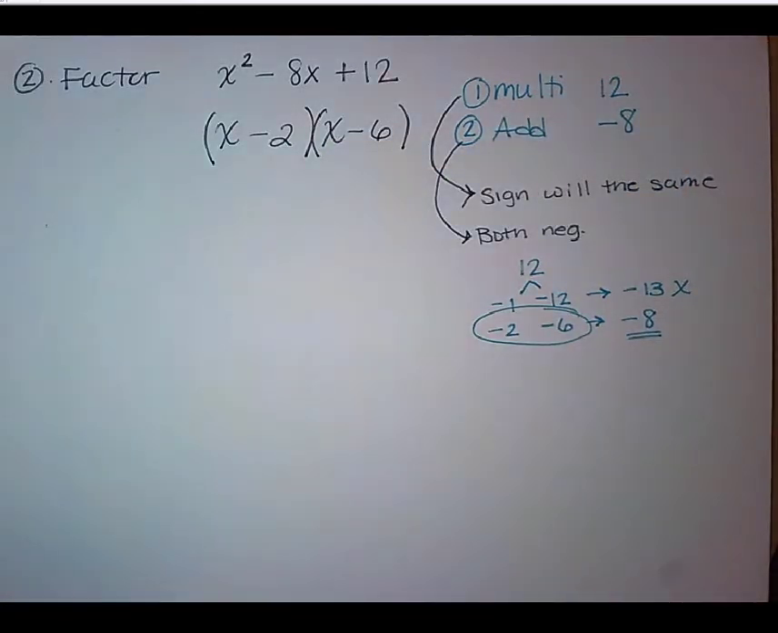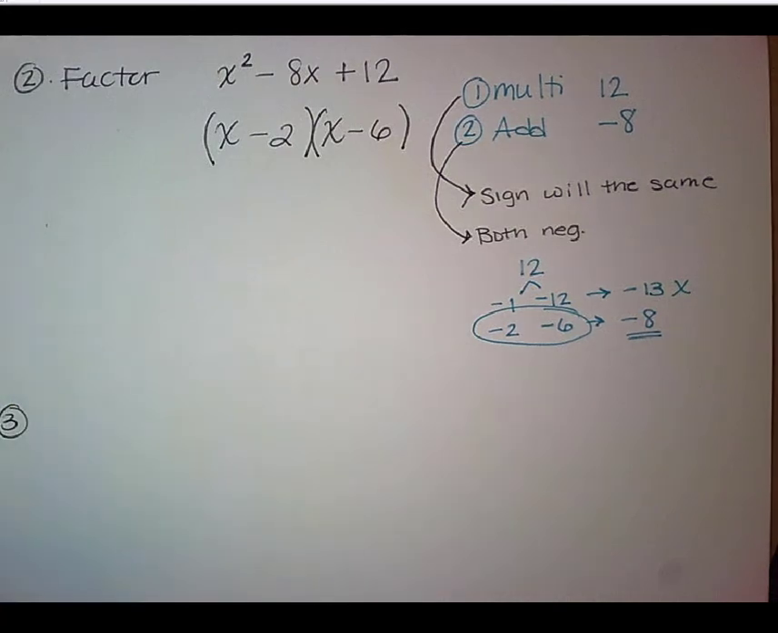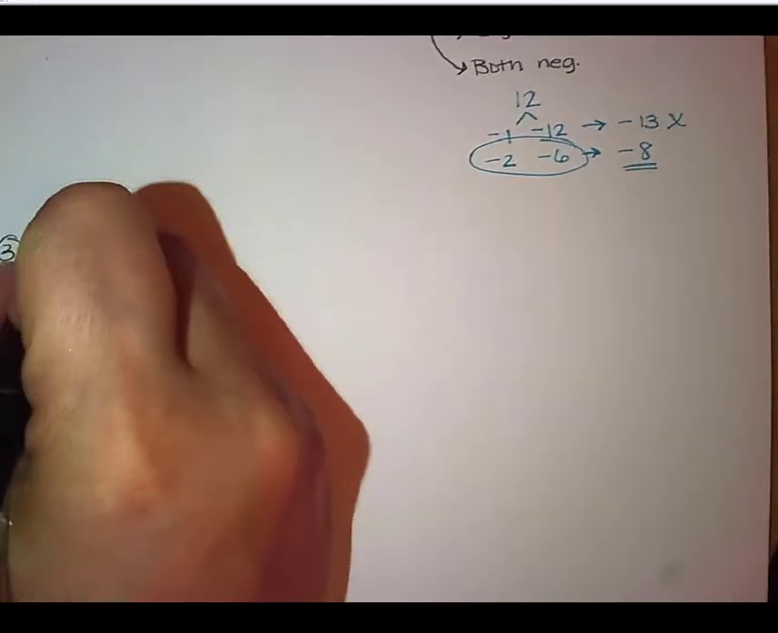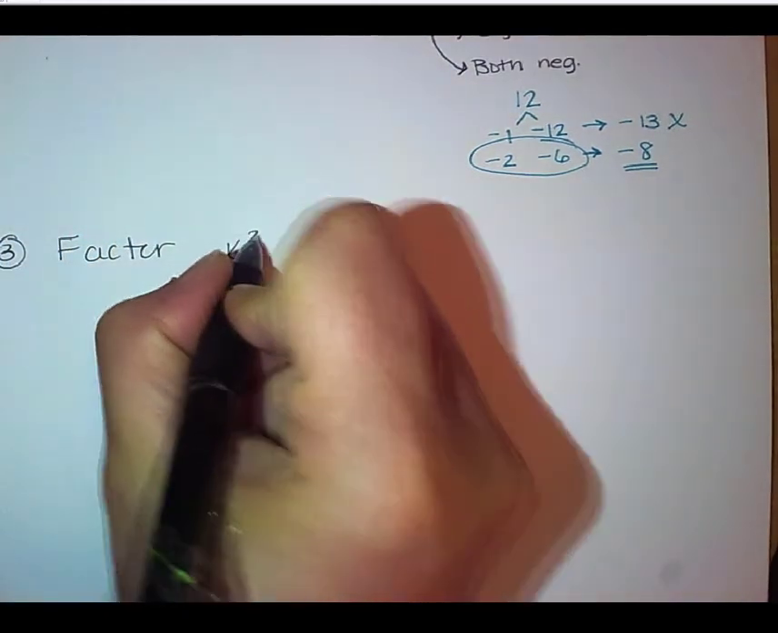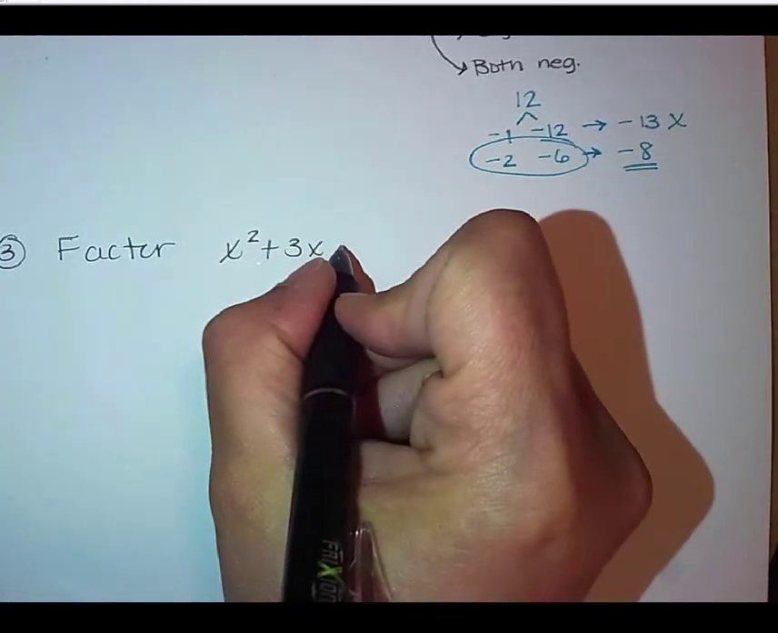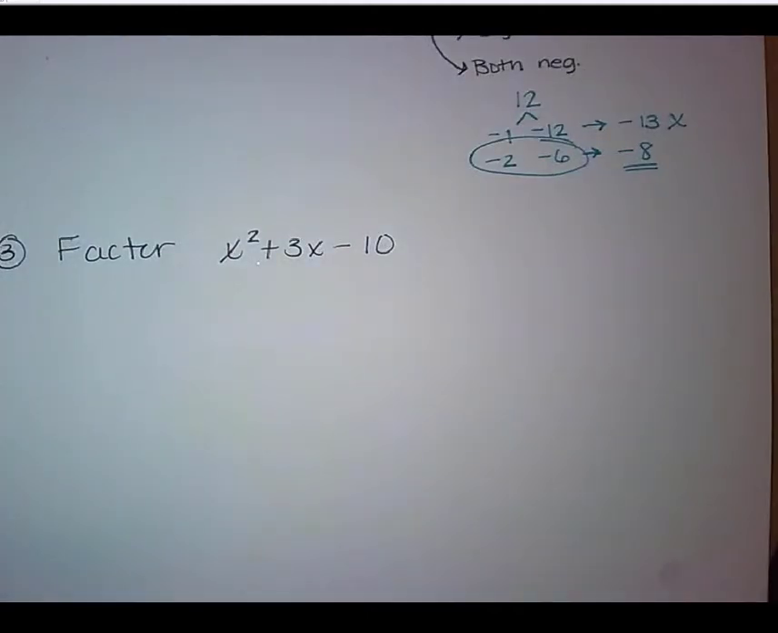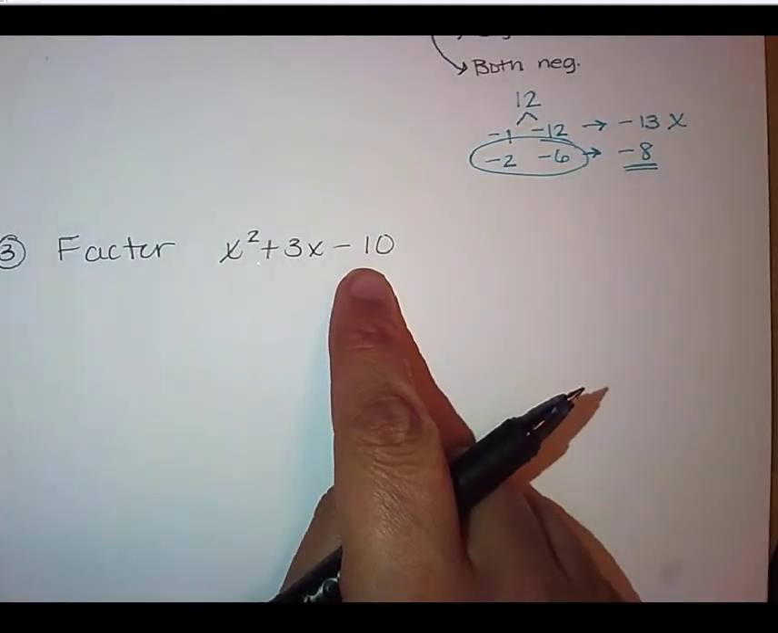All right, so let's try another problem. Let's talk about what happens. Spin up the signs just a little bit here. Let's do x squared plus 3x minus 10. Okay, so now I've made that last sign negative. We haven't seen that one yet as a practice problem. So let's talk about what happens with that.